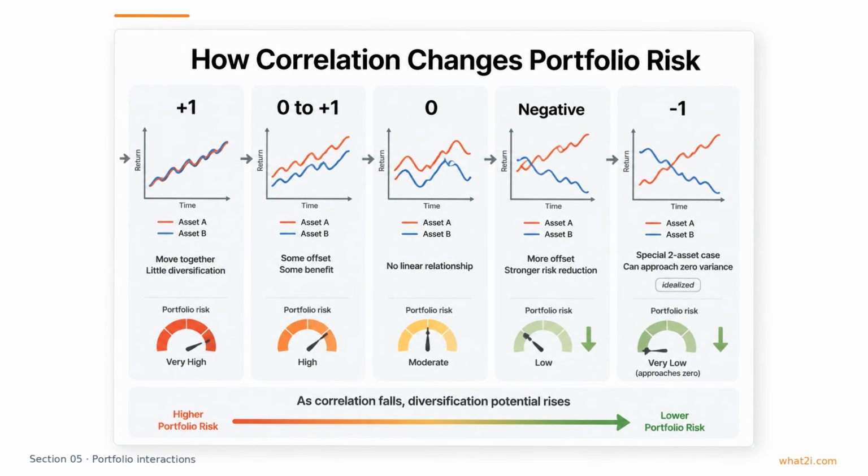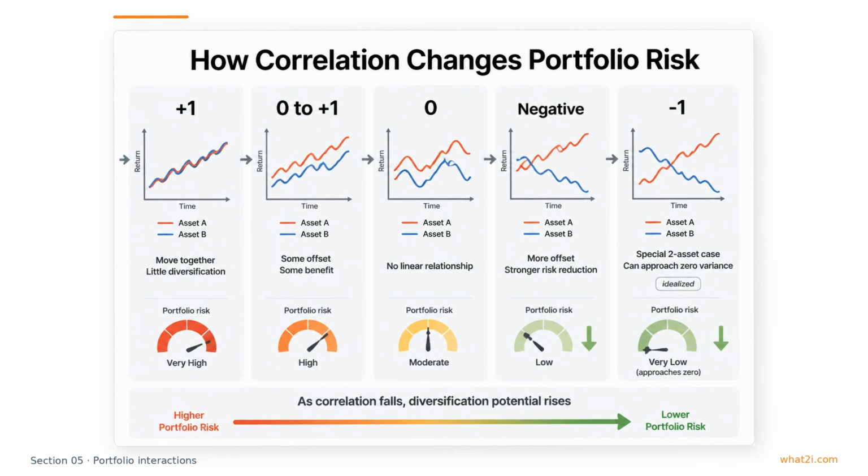At positive 1, two assets move together perfectly, so there is little or no diversification benefit. Between 0 and positive 1, some benefit remains because the assets do not move in complete lockstep. At 0, there is no consistent linear relationship, which can still be useful for diversification. Negative correlation is stronger because one asset tends to offset the other more directly.